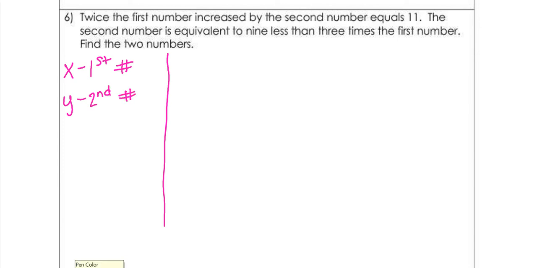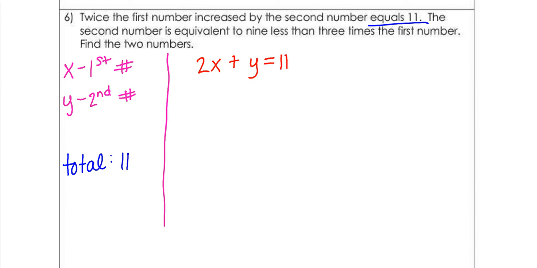Do I have any totals? I see 1 because it says equals 11. All right, so let's go ahead and piece apart, if you want to do it with me. Piece apart that first sentence. Twice the first number increased by the second number equals 11. So twice the first number, 2x, increased by plus the second number, y, equals 11.